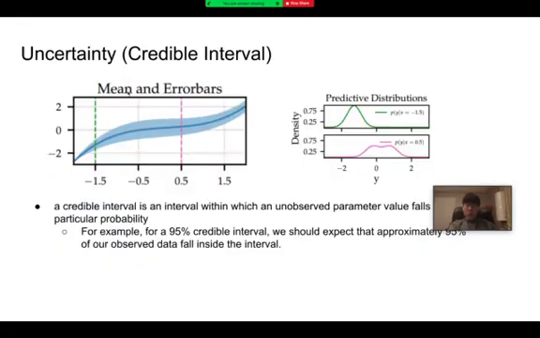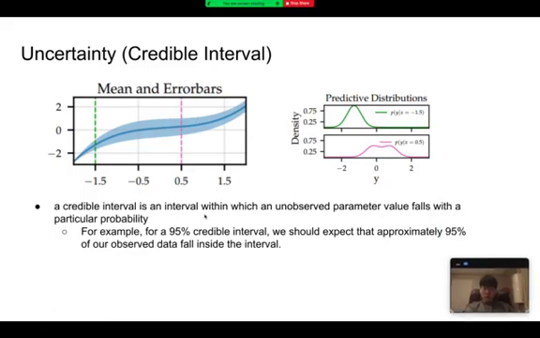So using a Bayesian neural network, you can get an uncertainty value quantified by the credible interval. A credible interval is an interval within which an unobserved parameter value falls with a particular probability. So for example, for a 95% credible interval, we should expect that approximately 95% of our observed data fall inside this interval.